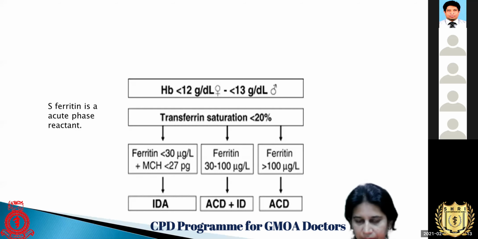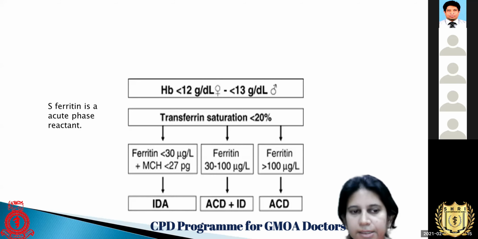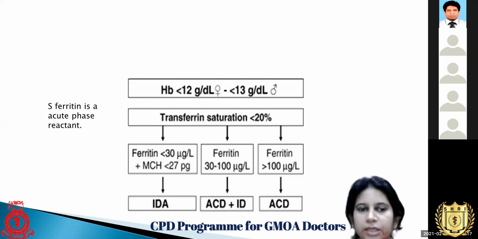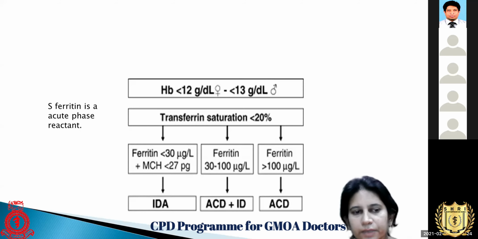But keep in mind, always serum ferritin is an acute phase reactant. When you check, the patient should not be in an acute ill stage. Example, if you do it in a patient with dengue, you will get very high values like 1000, 2000 serum ferritin. So give a gap of about 2 to 3 weeks if the patient is ill to perform serum ferritin.